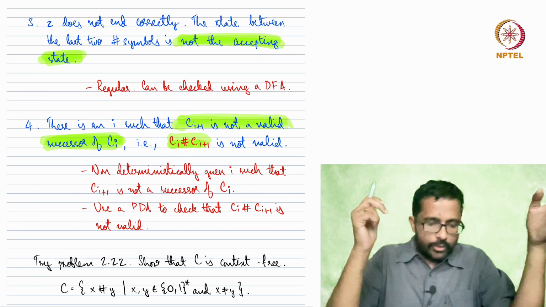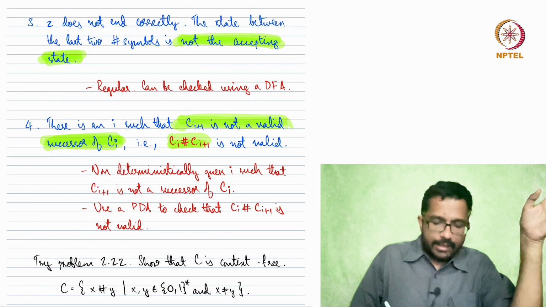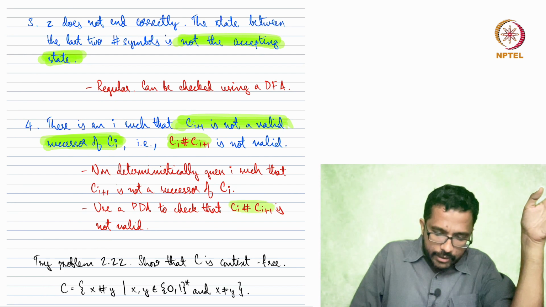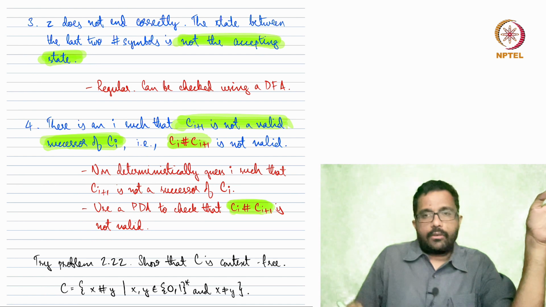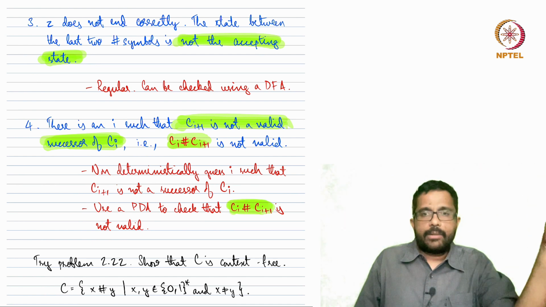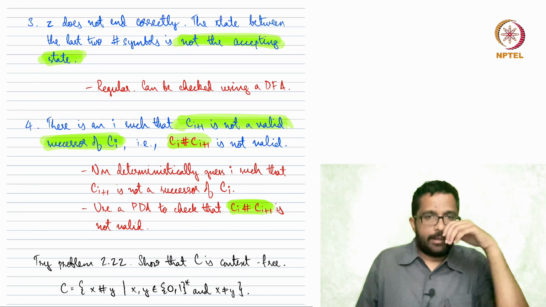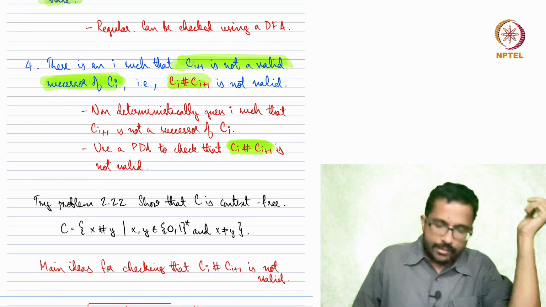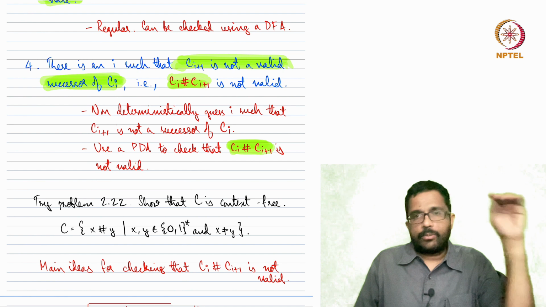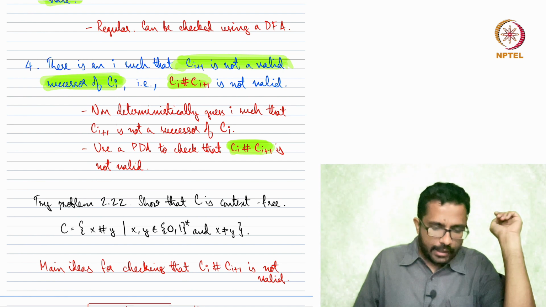And then once we guess an i, we use a PDA to check whether this is not a valid pair of configurations. Meaning, what do I mean by not valid? Ci+1 is not a valid successor of Ci. This can be checked using a PDA. So again, I'm not getting into the details, that's why I called it a proof sketch to begin with. But the idea is this.